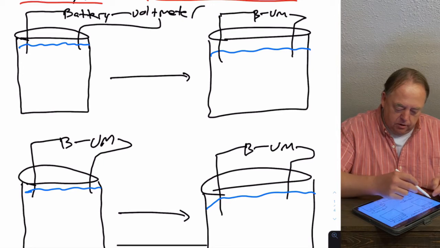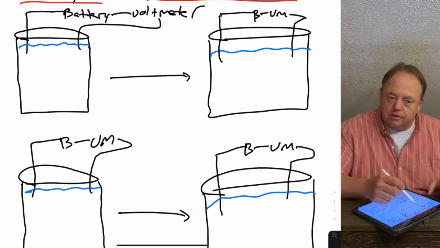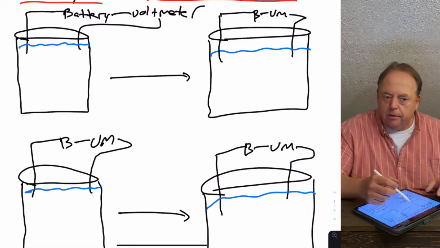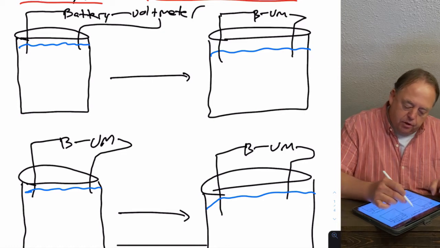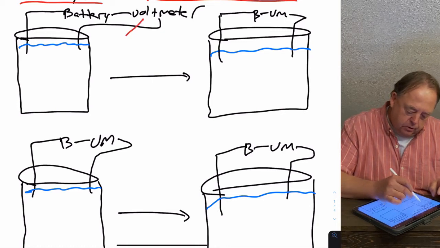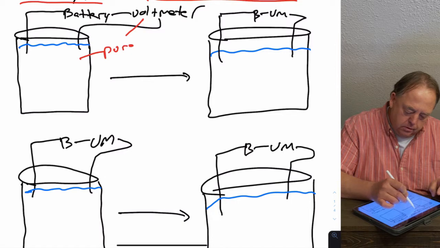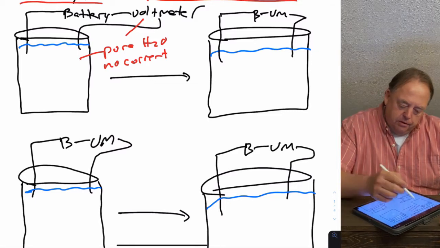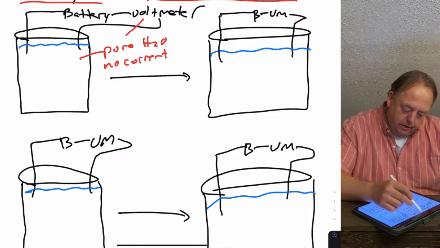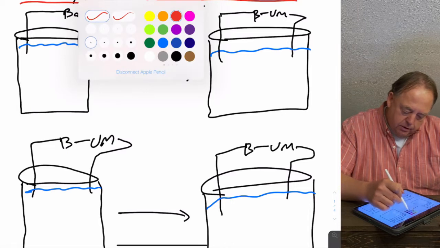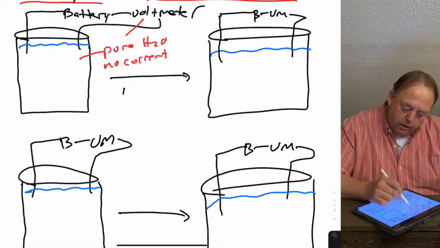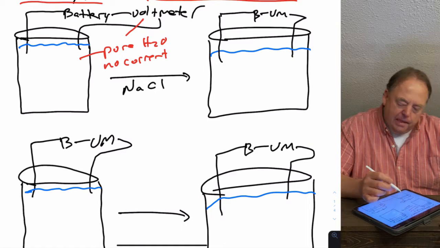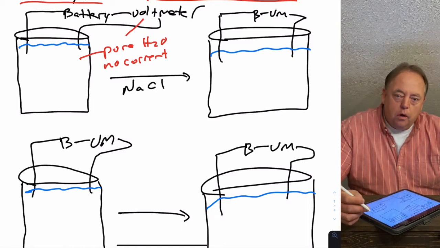and you put a couple of wires into it, connected by a battery and a voltmeter, and then you measure the current. If this is pure water, then there's no current. Okay, so then if you take that beaker and you add something to it like sodium chloride. So the sodium chloride dissolves in water.